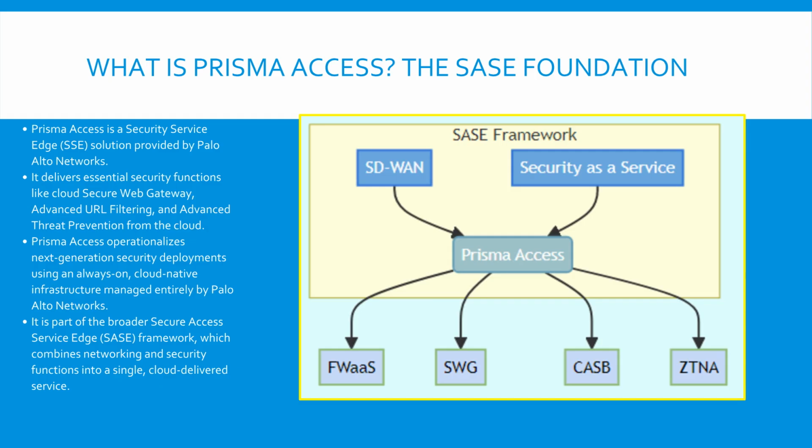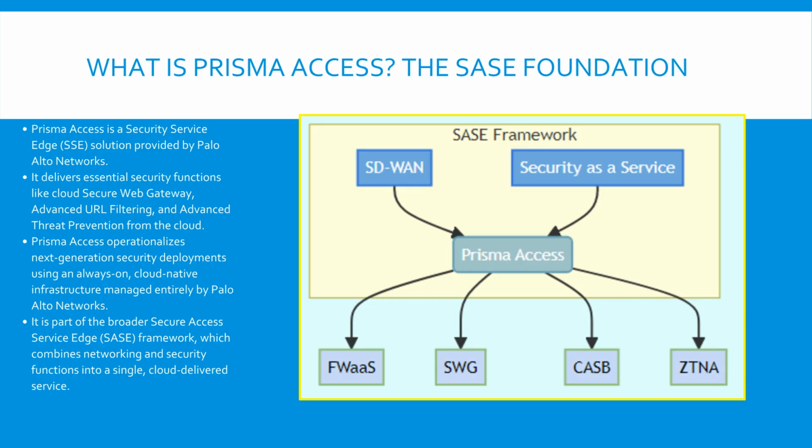Prisma Access is essentially the core security part of the larger Secure Access Service Edge, or SASE, architectural framework. SASE is a modern concept that merges network functions, like connecting users and sites, with key security services directly in the cloud. This cloud-native approach ensures secure access for users and remote sites to the internet and applications, regardless of their location. By managing the security infrastructure itself, Palo Alto Networks ensures the service is resilient and secure, allowing organizations to focus purely on configuring policies and managing user access.